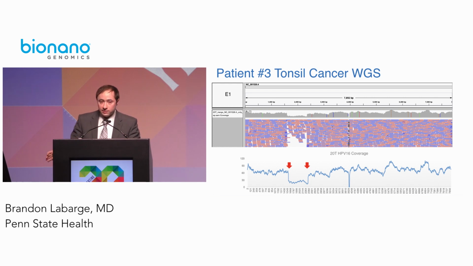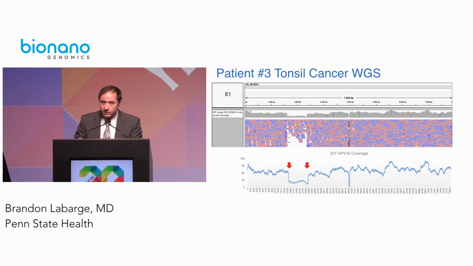If we look at the whole genome sequencing for this patient, we can see that there's some pretty stark decreased mapping to the HPV16 reference in a region that corresponds to E1 of the virus. And these areas, denoted by the arrows, actually match up with where the integration site for the virus is into the human genome. And so what we're identifying then is chimeric reads, so again, regions of the virus that match up to regions of chromosome 14 of the human.